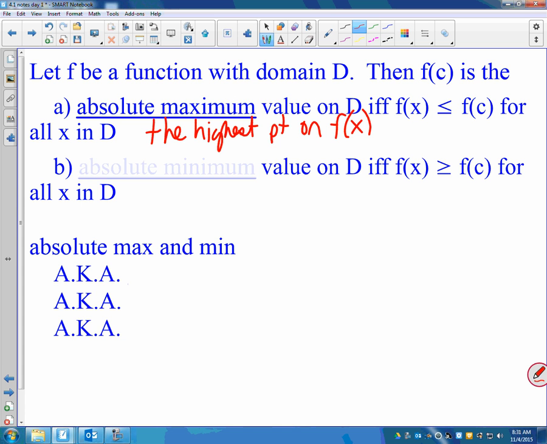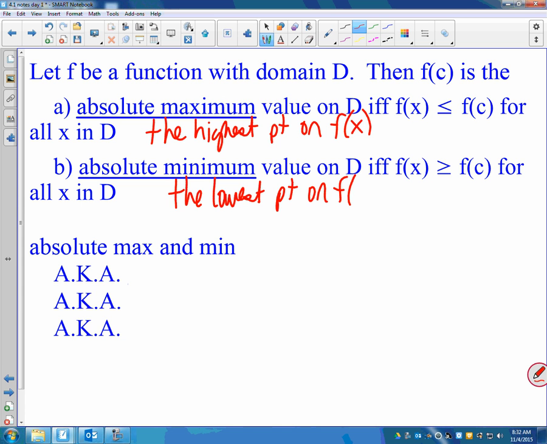And so then we can say f of c is the absolute minimum on the domain if and only if f of c is less than all the other values on the graph, or f of x is greater than f of c, or the lowest point on your graph. Does every graph have an absolute maximum and absolute minimum? No.